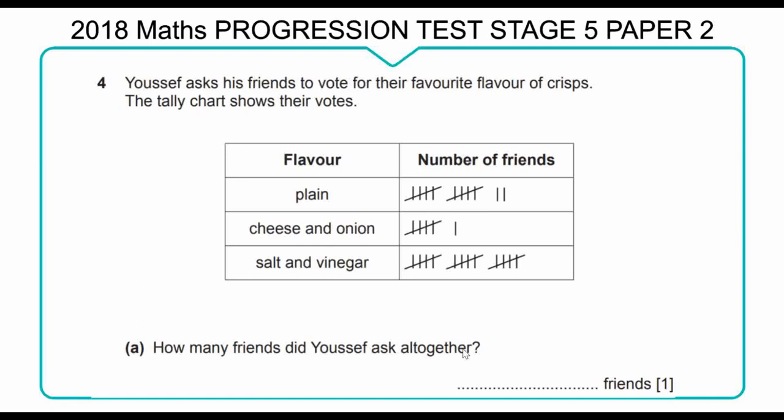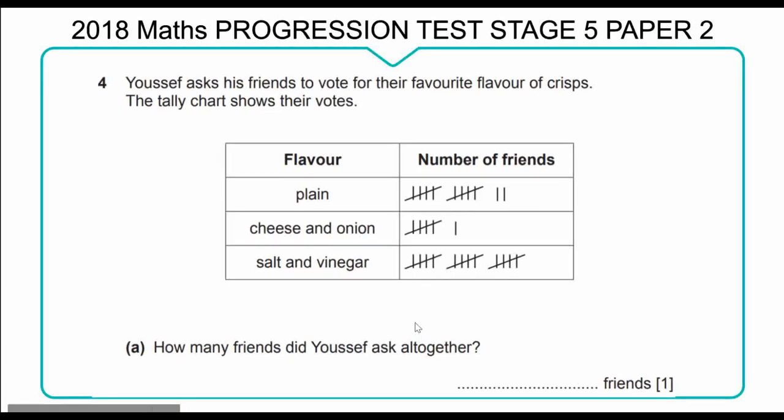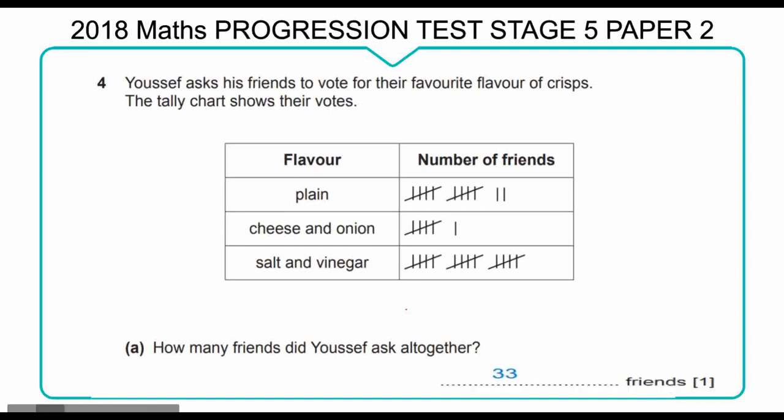Let's check the answer. If you have not finished, you may pause this video. The answer is 33 friends. If you got the same answer, then you may skip this explanation. If not, here is how we got 33.